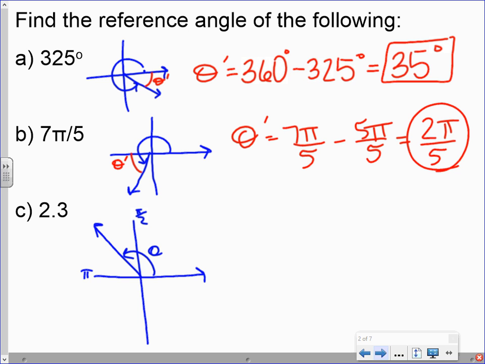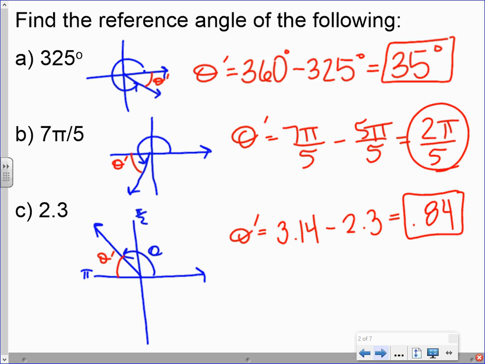Okay. So our reference angle needs to take us to the x-axis. All right. So Callie, what would the calculation be that we need to make here? Okay, so since it's pi, we're going to use 3.14. I like that you already had put it in a decimal for us. 3.14 minus 2.3 would give us, there's our reference.